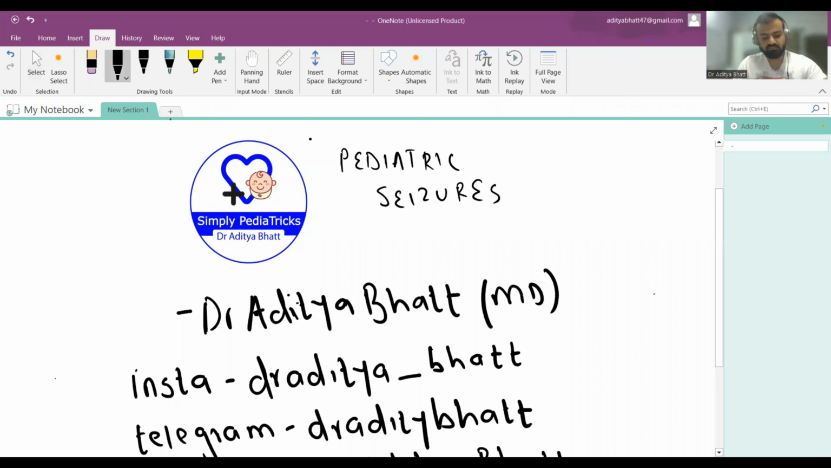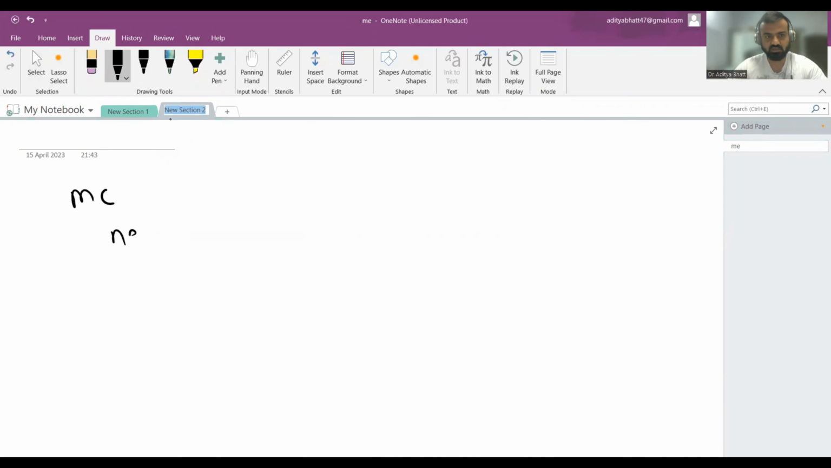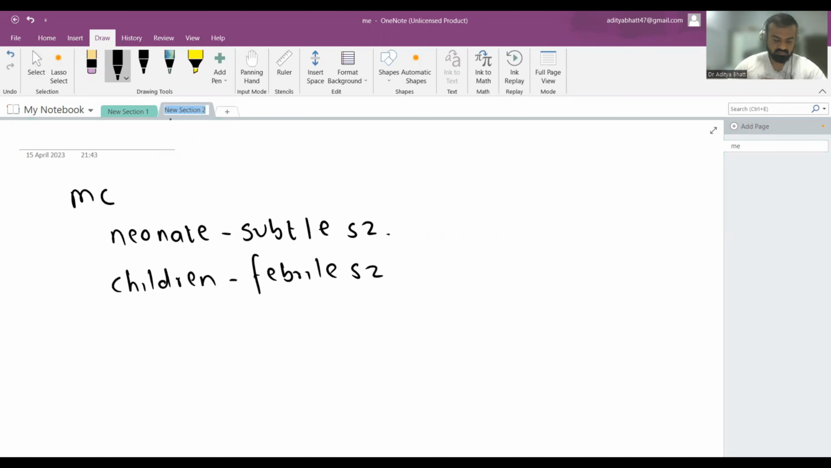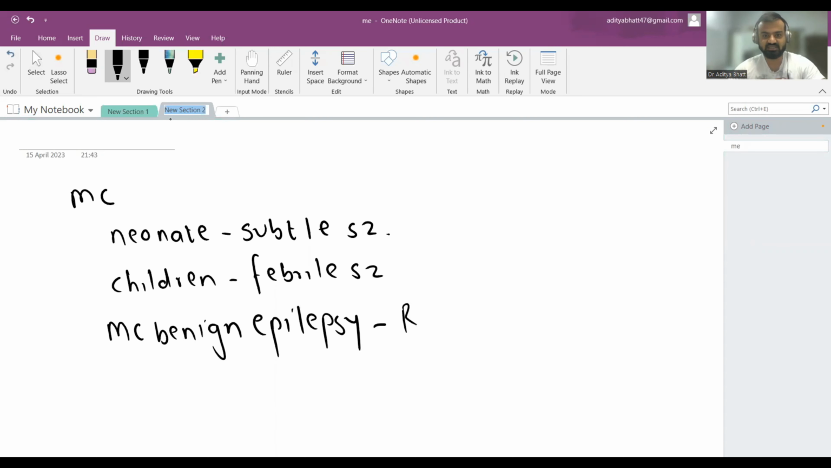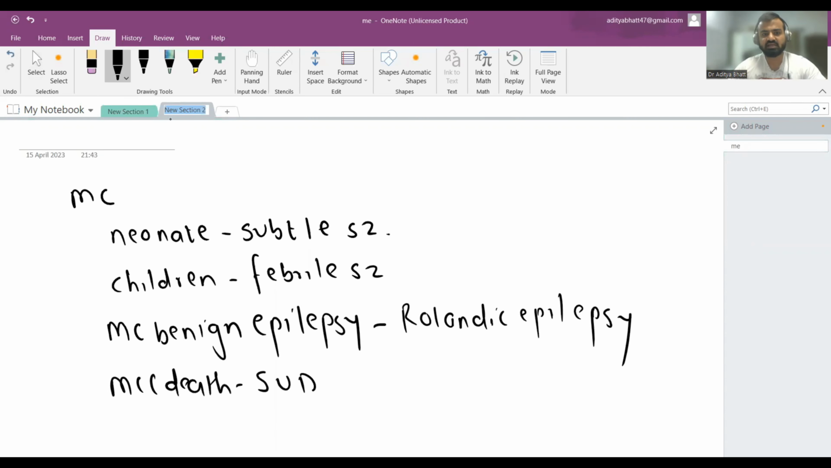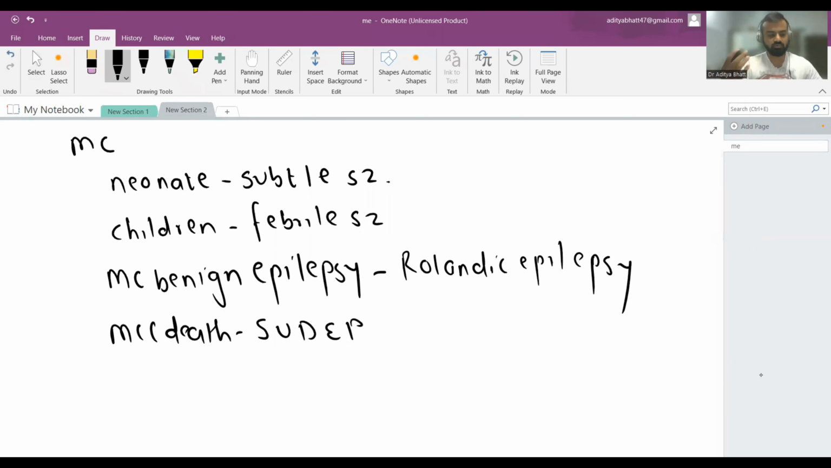So pediatric seizures, very important. Let's see the most common ones. The most common seizures in neonates are subtle seizures. Most common in children is febrile seizures. Then the most common benign epilepsy, not seizures, in the pediatric population is Rolandic epilepsy. And the most common cause of death with epilepsy is SUDEP, sudden unexpected death in epilepsy. So that is SUDEP.